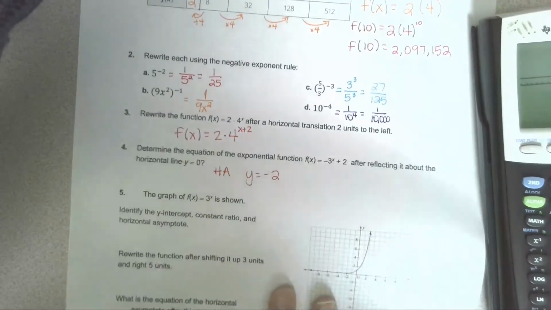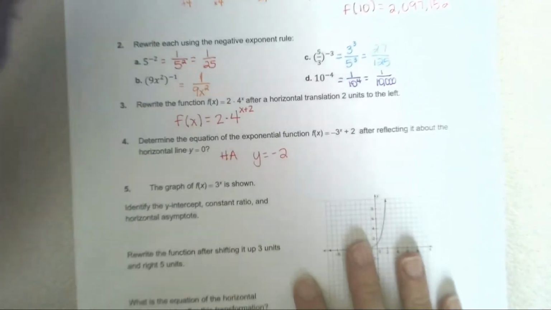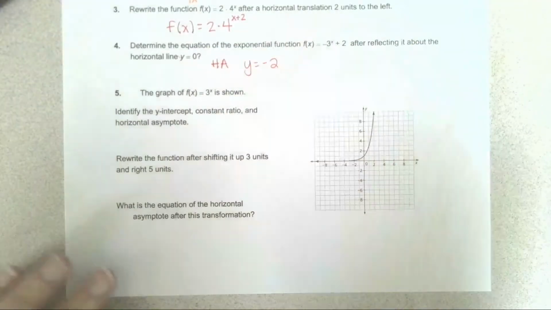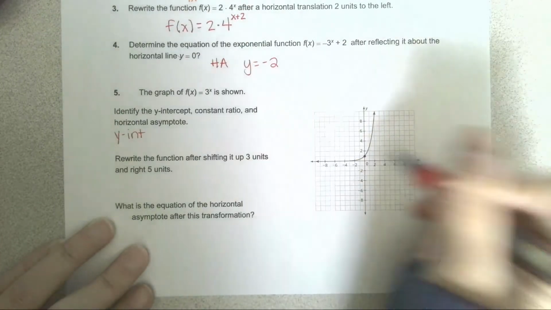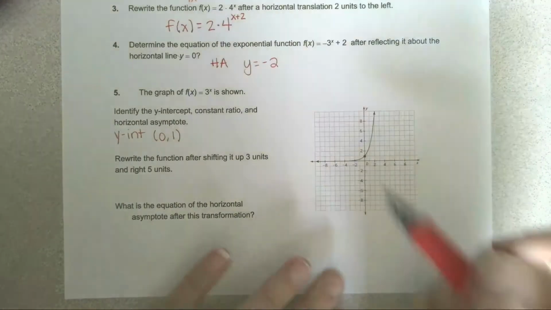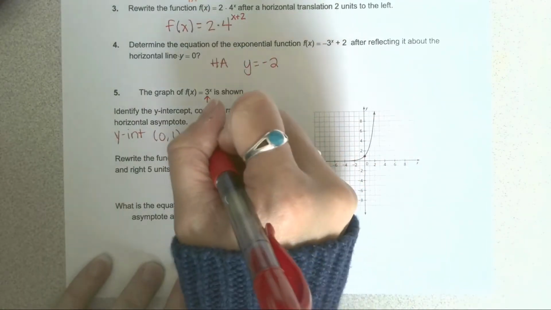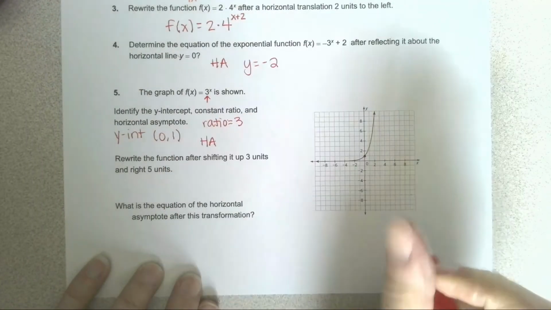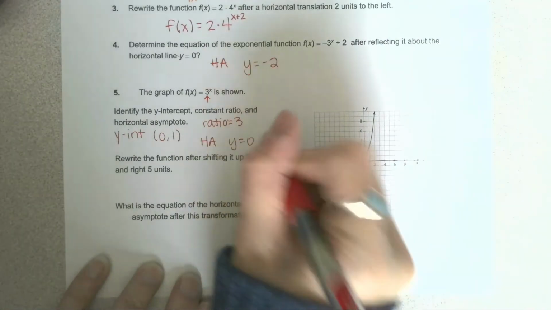Okay, for number 5, excuse me, the graph of f of x equals 3 to the x is shown, and it says identify the y-intercept, constant ratio, and horizontal asymptote. So our y-intercept is right here at 0, 1. Now, to identify the constant ratio, it's just the base of our function, which is 3. So ratio is 3. And then the horizontal asymptote, well, it comes right along here on the x-axis. So that is y equals 0.